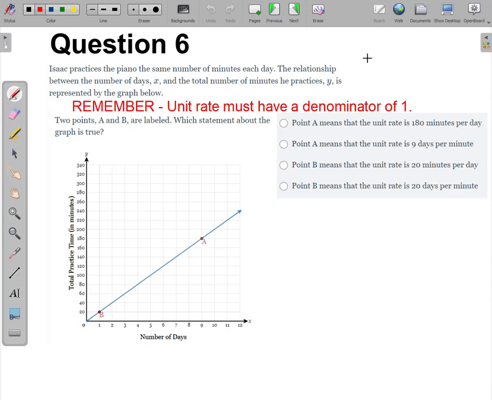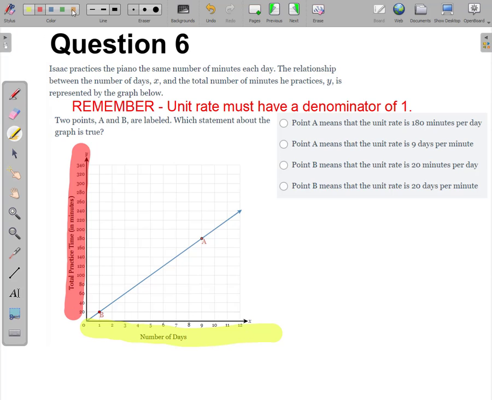Isaac practices the piano the same number of minutes each day. The relationship between the number of days, x, and the total number of minutes he practices, y, is represented by the graph below. So just to clarify, along the x-axis we have number of days, and then along the y-axis we have a total of minutes. So again, x goes left and right, y goes up and down.